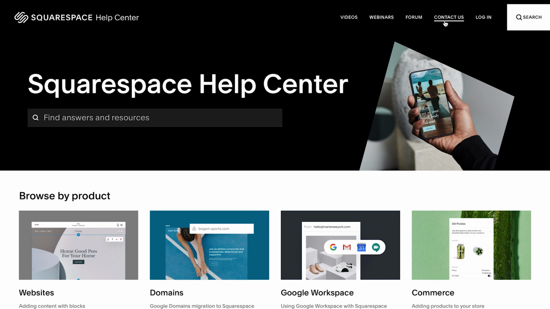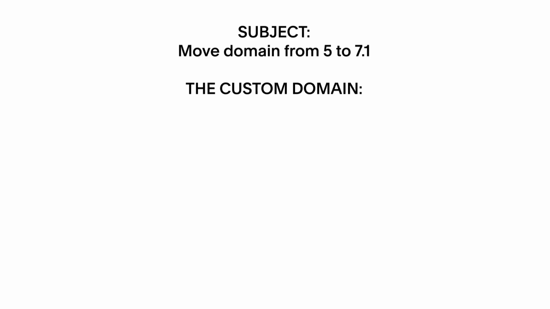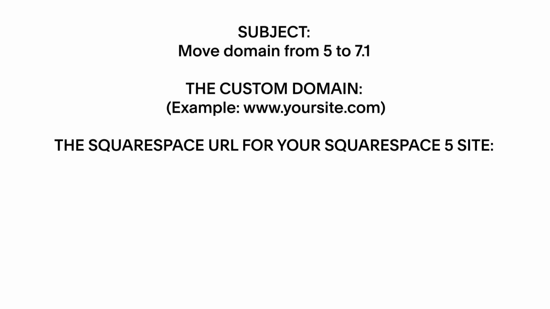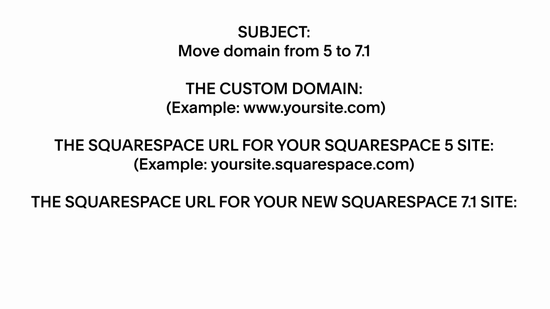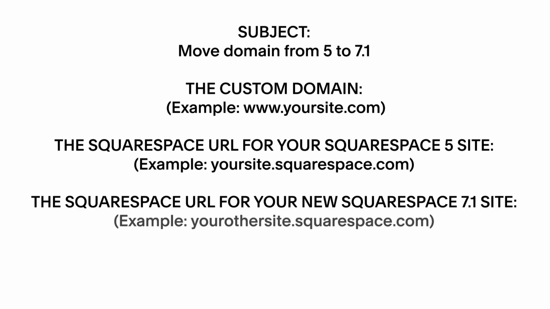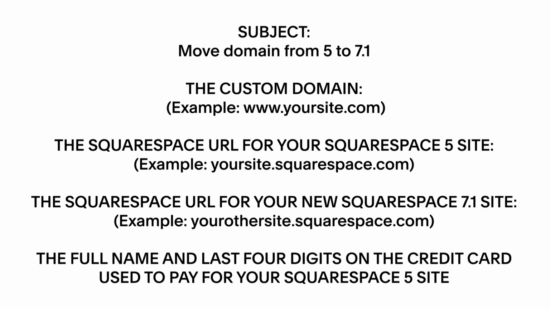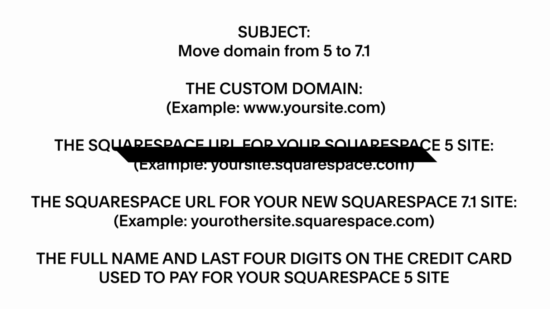Next, contact us and we'll move the domain to your new Squarespace 7.1 site. Include the following information: subject, the custom domain, the Squarespace URL for your original Squarespace 5 site, the Squarespace URL for your new Squarespace 7.1 site, and the full name and last 4 digits on the credit card used to pay for your Squarespace 5 site. And please contact us using the email address on file for your Squarespace 7.1 site.